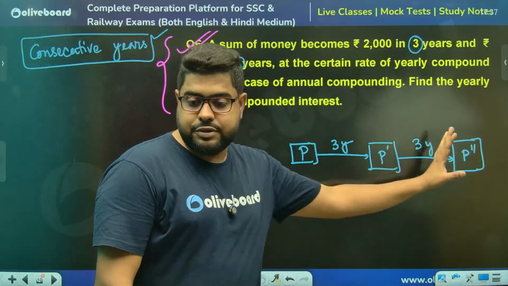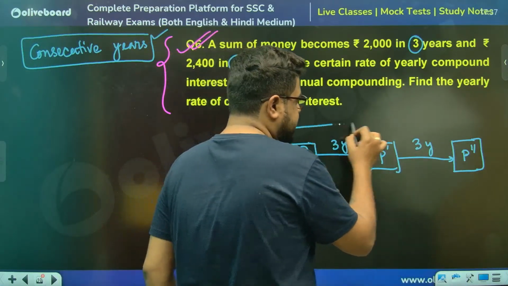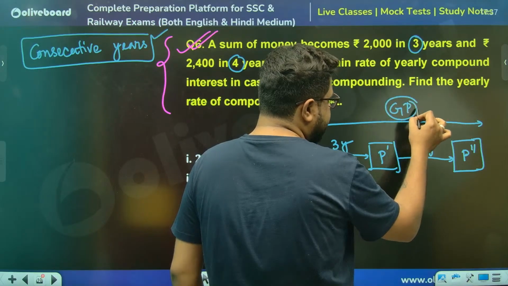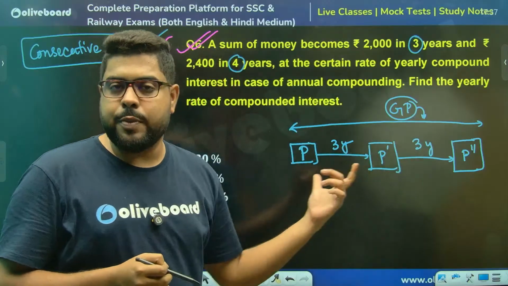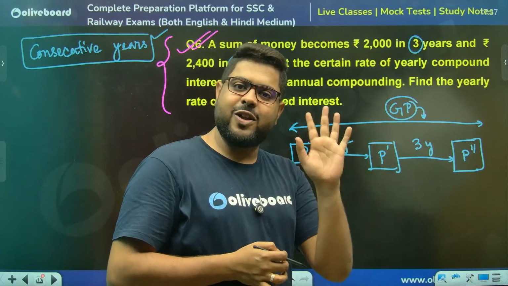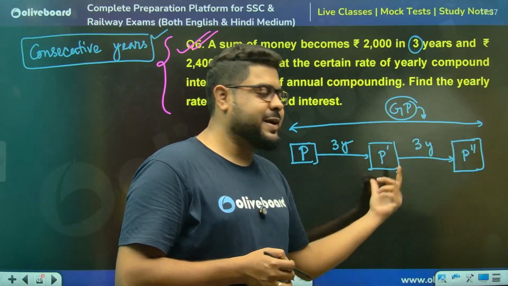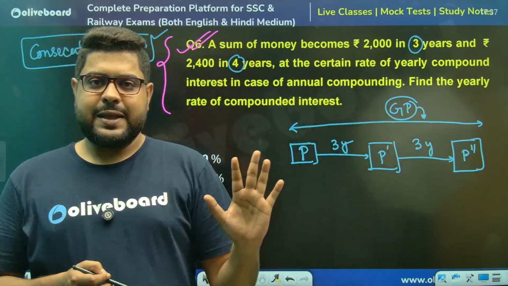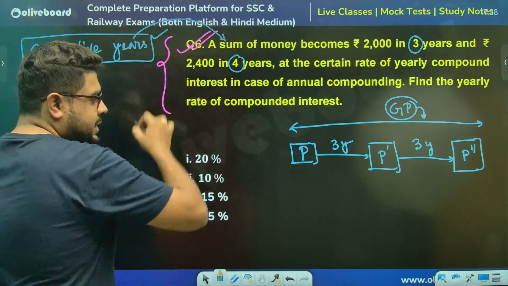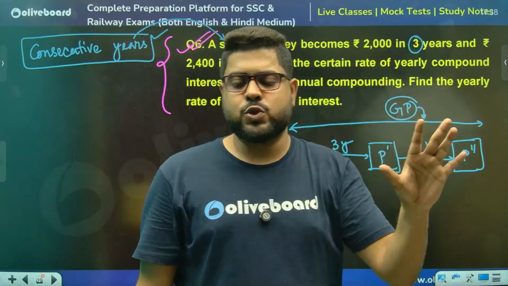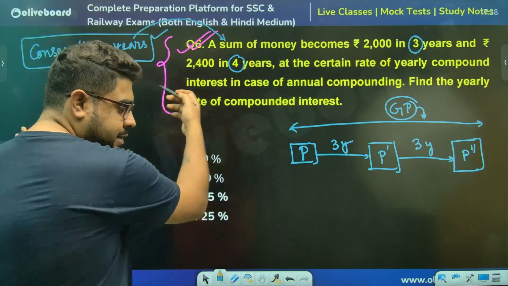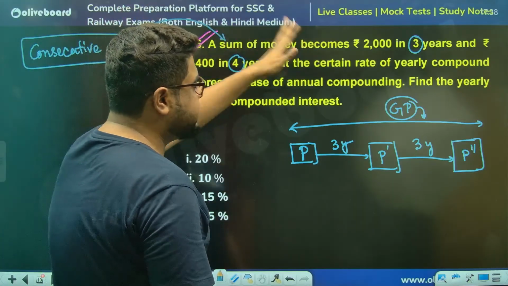Remember, sir, compound interest is always in GP. Or, if you're not really comfortable with mathematical terms, it is in continued proportion, meaning the middle one squared is the first into the third. Always go with this: this by this equals this by this. Or the situation will be like this. These two are the possible scenarios. Nothing more than this. Now, let's understand how we can solve this.